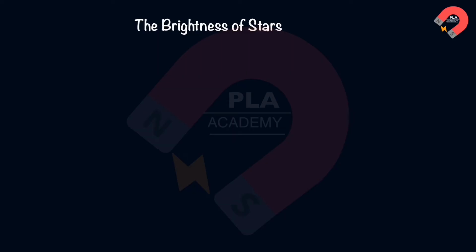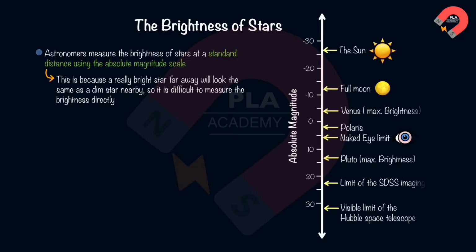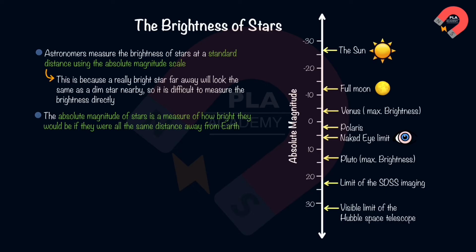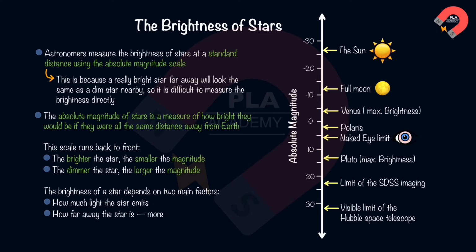The brightness of stars. Astronomers measure the brightness of stars at a standard distance using the absolute magnitude scale. This is because a really bright star far away will look the same as a dim star nearby, so it is difficult to measure the brightness directly. The absolute magnitude scale is shown in a diagram. The absolute magnitude of stars is a measure of how bright they would be if they were all the same distance away from Earth. This scale runs back to front. The brighter the star, the smaller the magnitude, and the dimmer the star, the larger the magnitude. The brightness of a star depends on two main factors: how much light the star emits, and how far away the star is. This is because more distant stars are usually fainter than nearby stars.